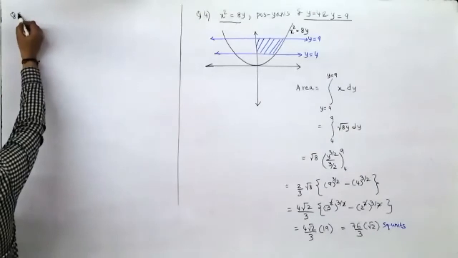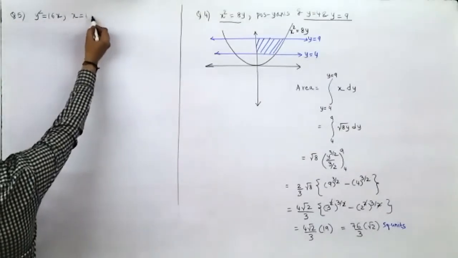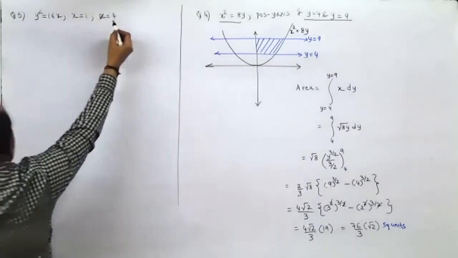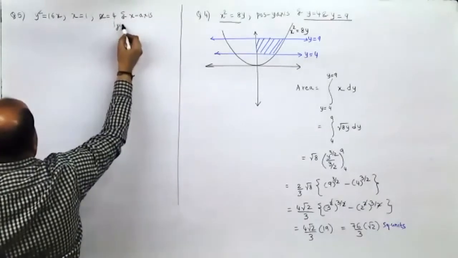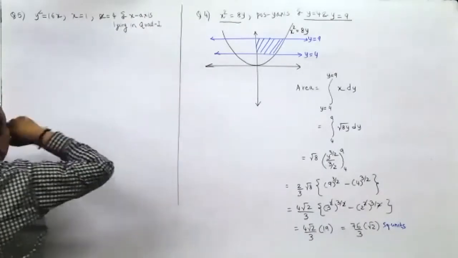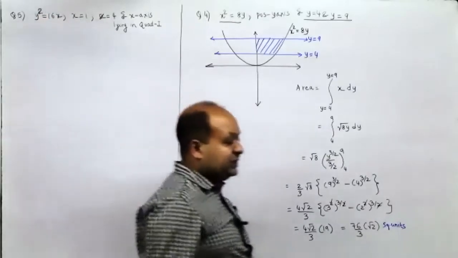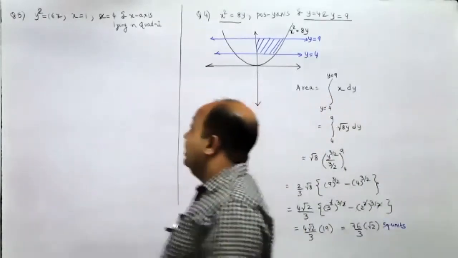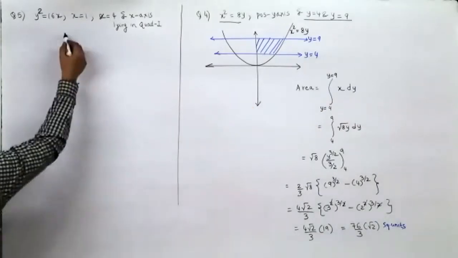Question number 5. Area of region bounded by y square equal to 16x, x equal to 1, x equal to 4, and x-axis lying in first quadrant. Now y square equal to 16x. This is a curve. Which type of curve? Parabolic. How do you know it is parabolic? Because one is square, other is linear.